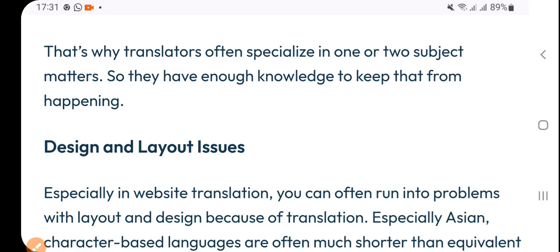And that is why translators often specialize in one or two subject matters, so they have enough knowledge to keep that from happening. So then they will be able to translate it properly, right?